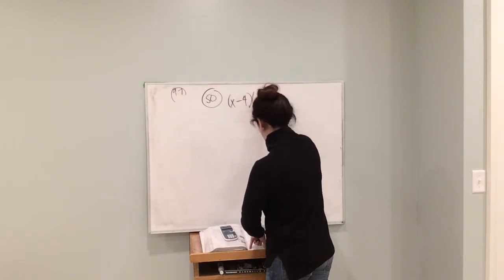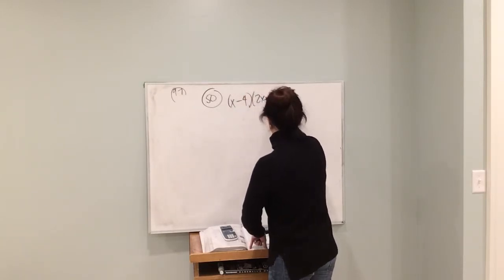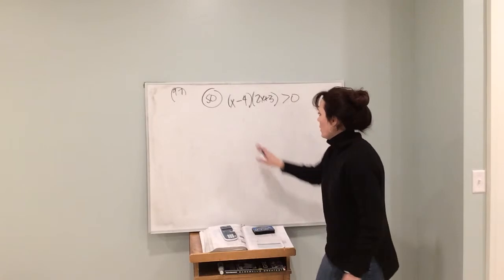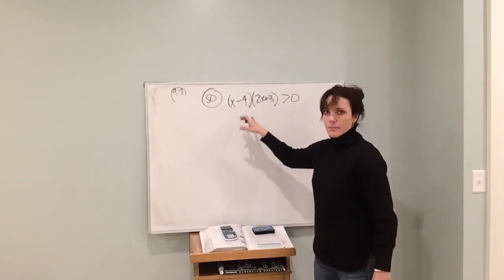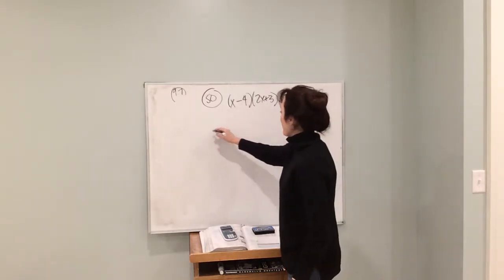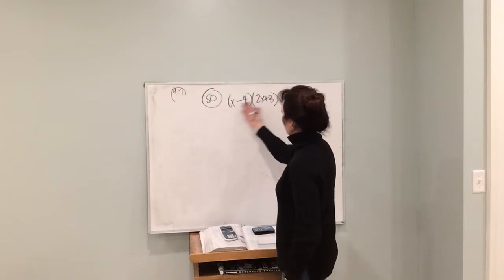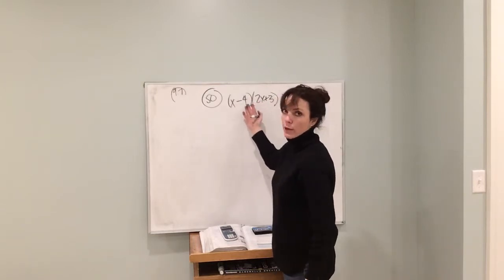(x minus 4)(2x plus 3) is greater than 0. All right, so with these right here, these are bits and pieces of a parabola. And if we multiply this out, I would have 2x squared at the front.